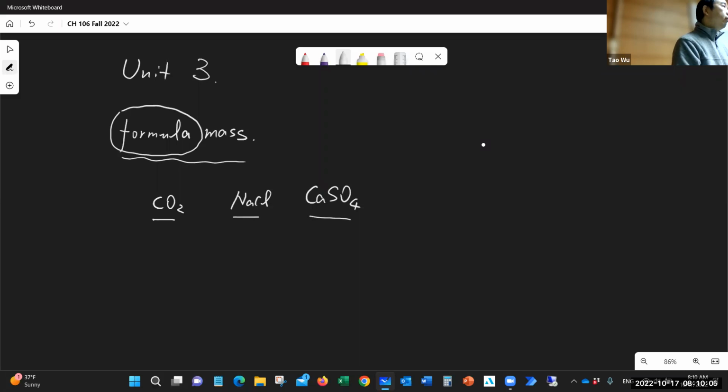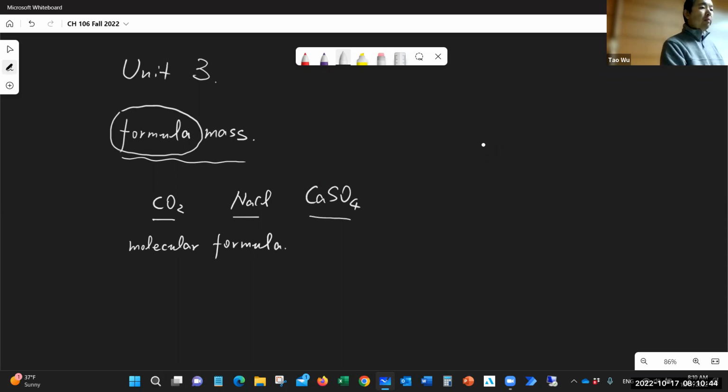This is one kind of formula, and we call it a molecular formula, which means this formula shows exactly what is in those kinds of compounds. If there's another kind of formula, we will talk about it later, but this one is called the molecular formula.